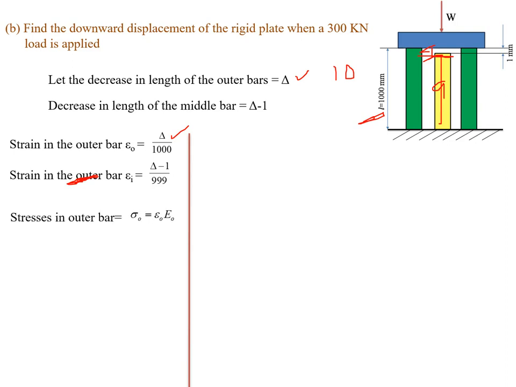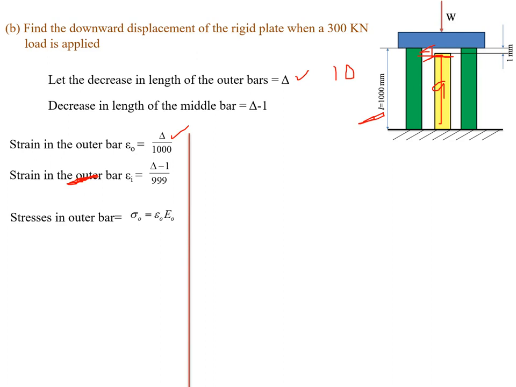So next you have to find the stresses in the outer bar. Let us consider stresses in the outer bar, that is sigma naught. We know the relationship between the stress and strain: stress equals strain into the Young's modulus. Same thing here also I am writing.